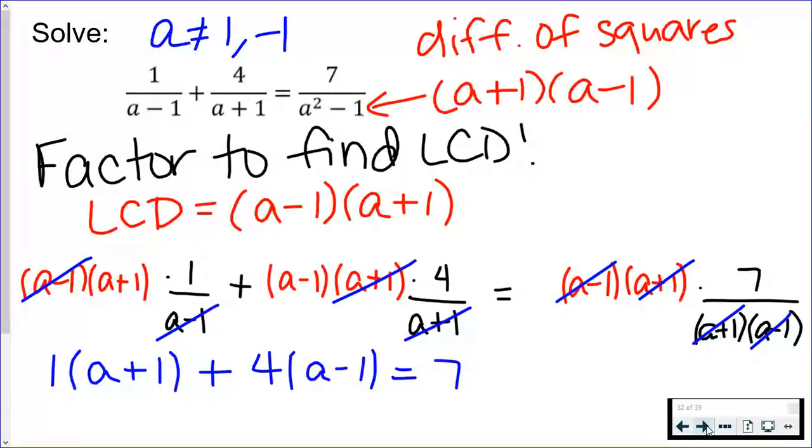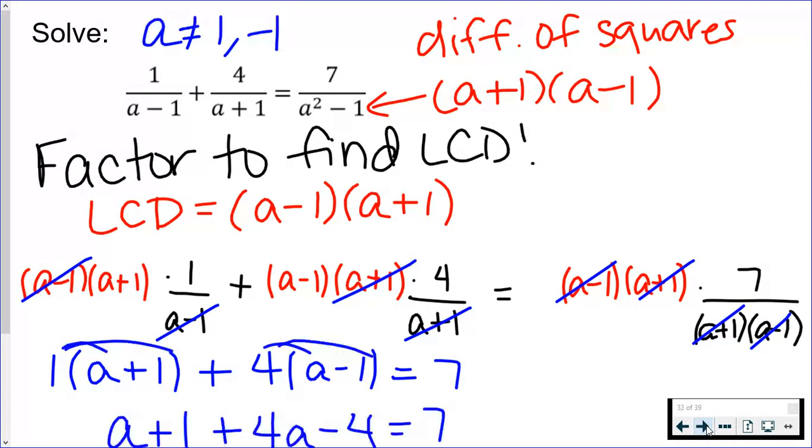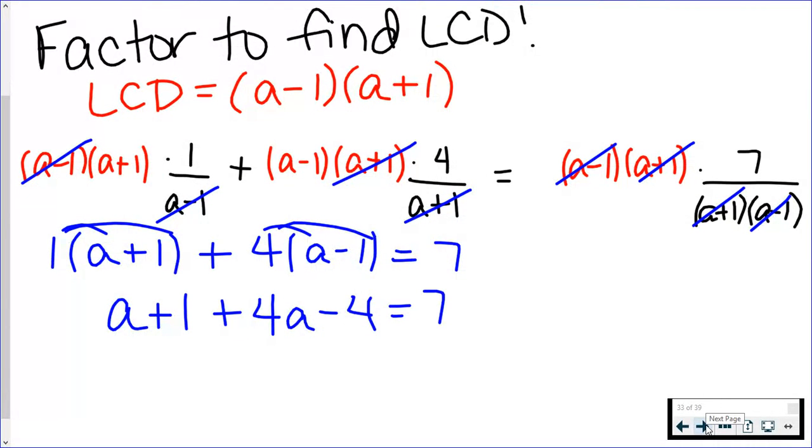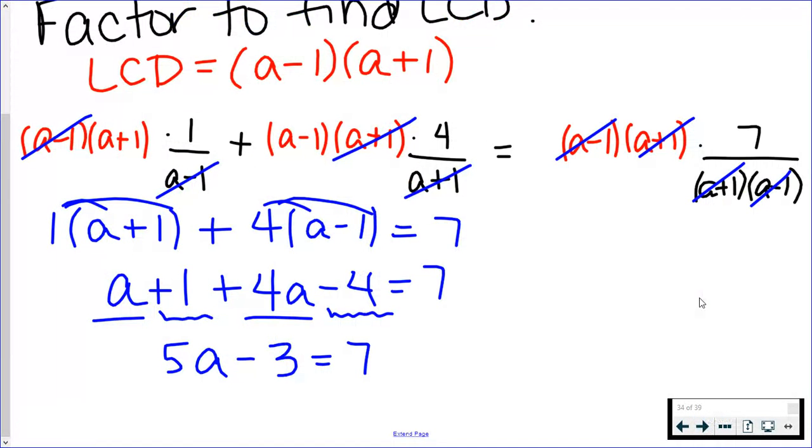So I'm going to start by distributing. I don't want any parentheses when I'm trying to solve for a variable. So distributing, you end up with a plus 1 plus 4a minus 4, and that's equal to 7. Now you can combine like terms on the left-hand side. So combining a and 4a gives us 5a, 1 and negative 4 is negative 3.